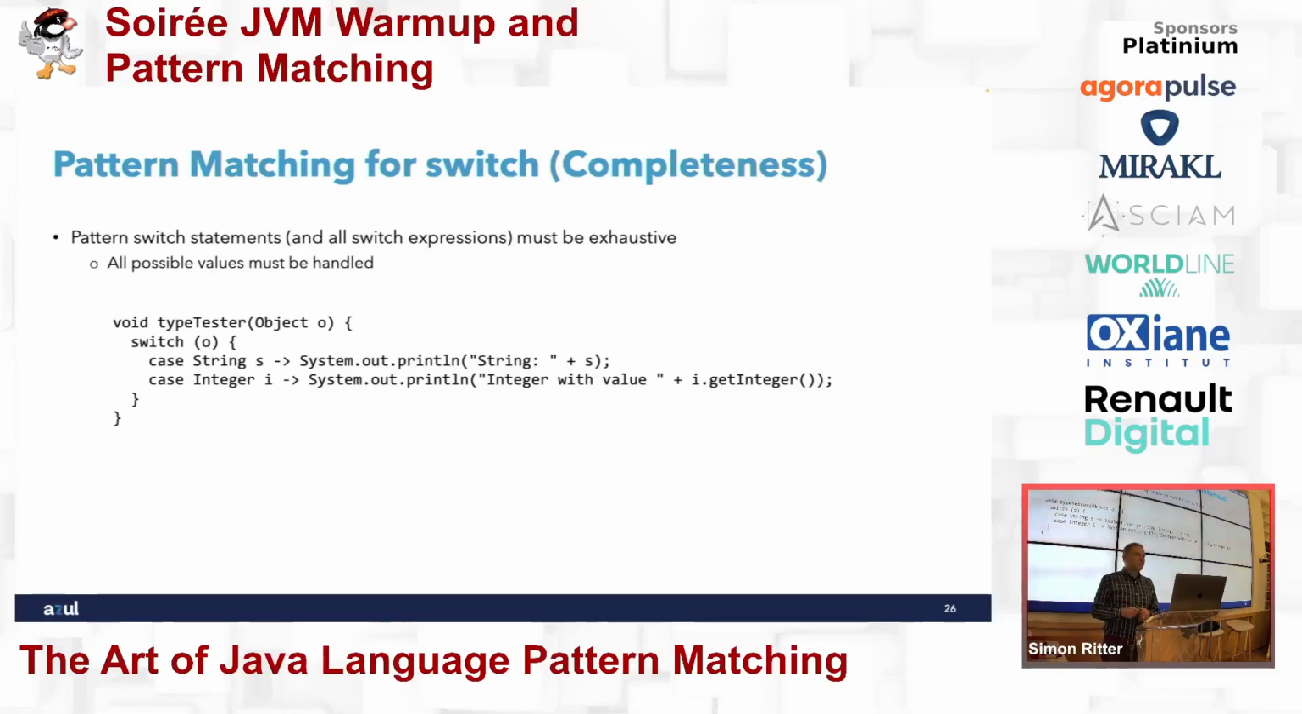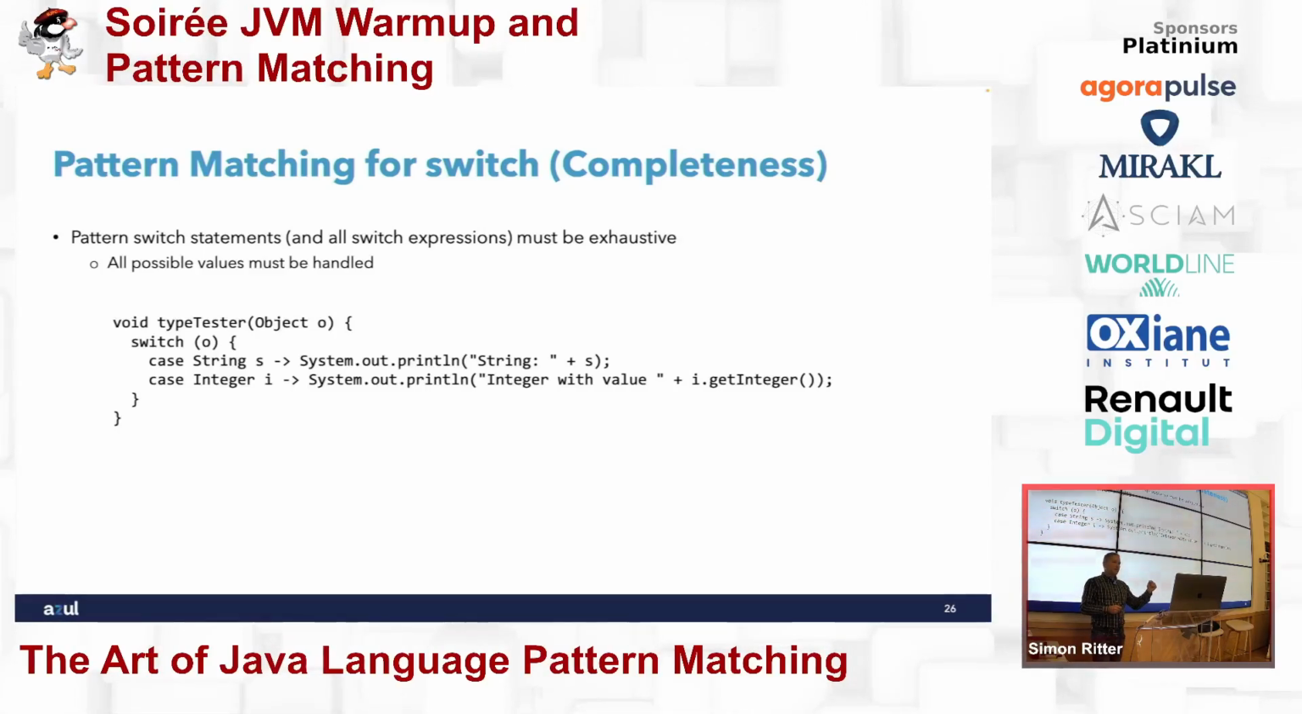Completeness. So I mentioned this when we talked about switch expressions. For pattern switch statements and all switch expressions, they have to be exhaustive. Let's look at this example. So we have type tester, and in this case, we have a switch that only has two cases, one for string and one for integer. What happens if we pass in a float or a color or any other type? Well, you could argue that because switch is like a multi-line if then else, because there is no case for either of those things, you just ignore it and you move on to whatever is below that.